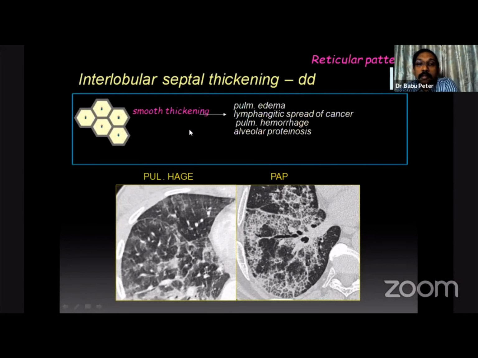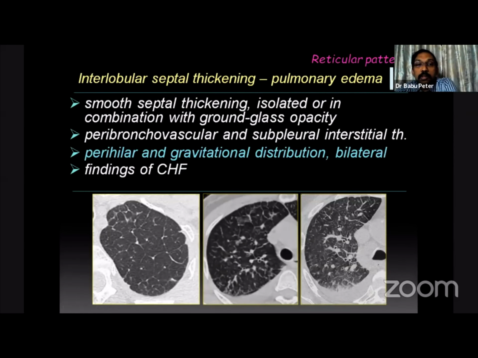Smooth thickening can be seen with pulmonary edema or even pulmonary hemorrhage, or with pulmonary alveolar proteinosis, when it is intermixed with areas of ground glass appearance, which is called the crazy paving appearance. So this is the typical crazy paving appearance, which is seen in pulmonary alveolar proteinosis.